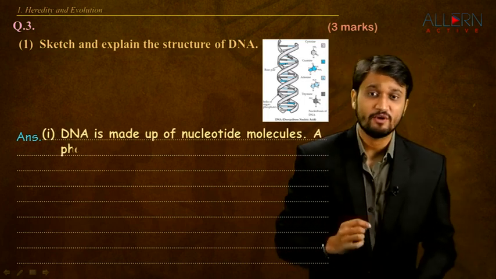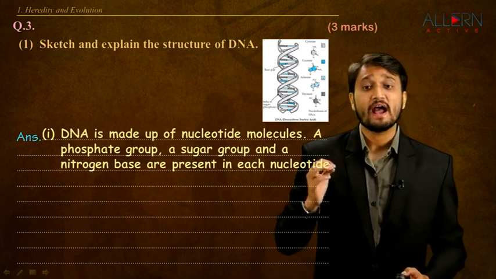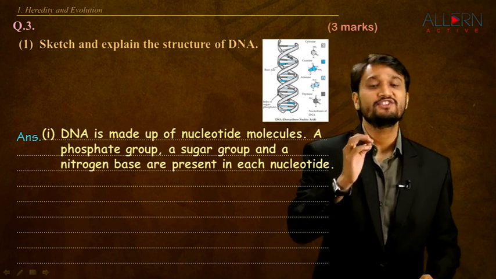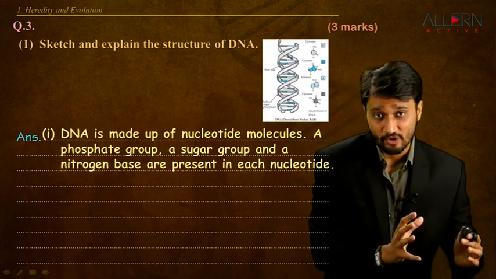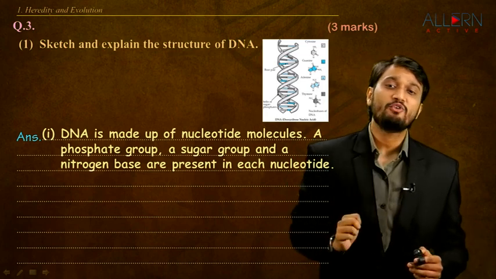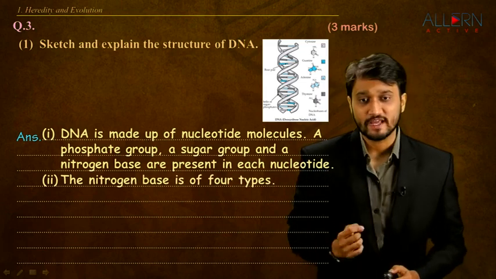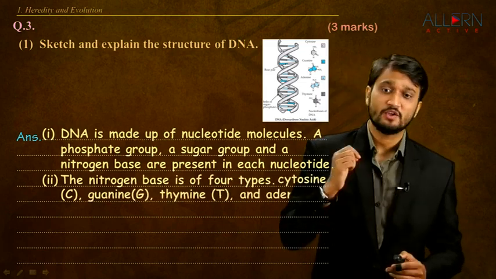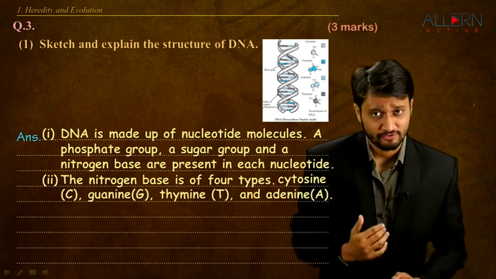So DNA is made up of nucleotide molecules; a phosphate group, a sugar group, and nitrogen bases are present in each nucleotide. Now that we have mentioned what the nucleotide is made up of, we will mention that the nitrogen bases specifically are of four types, as we already saw. What are they? Cytosine, guanine, thymine and adenine, again something that we have already seen before.